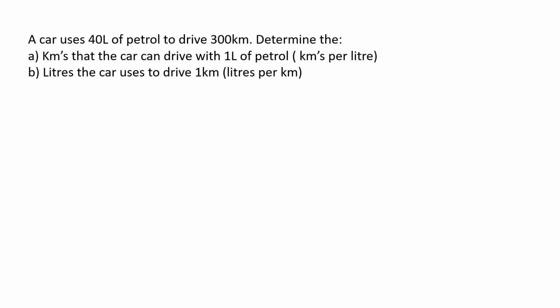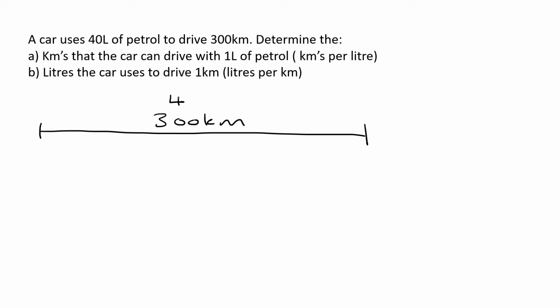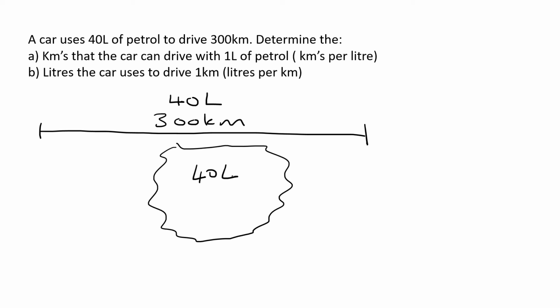Okay. A car uses 40 liters of petrol to drive 300 kilometers. So the car drives 300 kilometers, and in that it uses 40 liters of petrol. Okay? So think about that. When it drives 300 kilometers, it's going to use a big tank full with 40 liters of petrol. That's how much petrol it will use to drive.